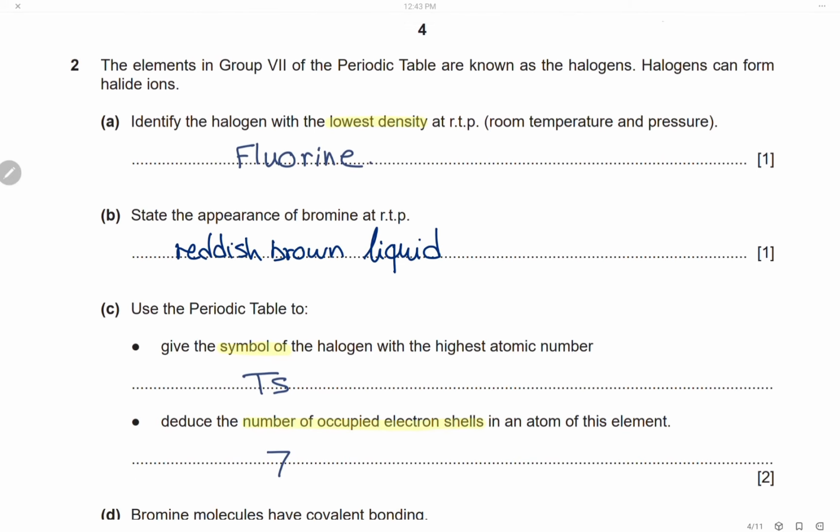Question 2. Elements of group 7 in the periodic table are known as halogens. Halogens can form halide ions. Identify the halogen with the lowest density at room temperature and pressure. As we know the trend for group 7 density, the density increases as we go down the group. So the element with the lowest density will be at the top of the group, so it is fluorine. State the appearance of bromine at room temperature and pressure. Bromine is a reddish-brown liquid.